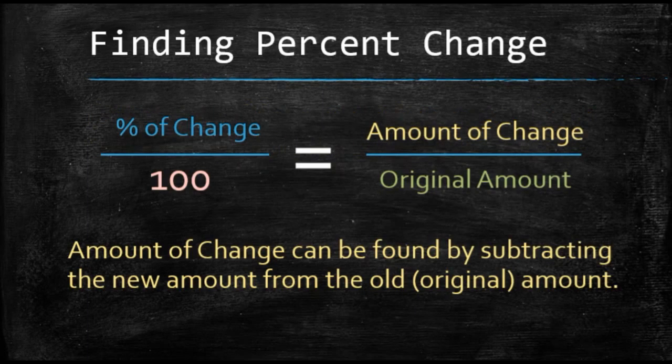Finding the percent of change. So this looks familiar. This is a proportion, and I know that we are all used to proportions now. The percent of change goes on the upper left hand side. This looks very familiar to what we were doing before when we were trying to figure out percents using proportions. 100 goes on the bottom left, just like it always has. And on the right side you have the amount of change on the upper right hand side, and on the lower right hand side you've got the original amount.